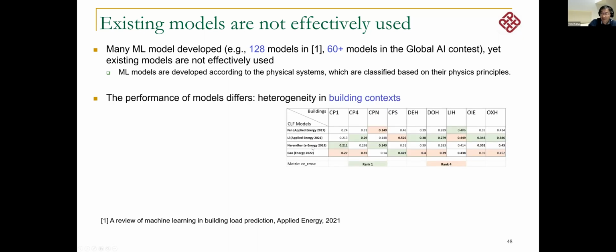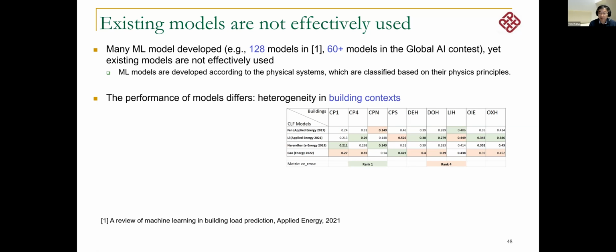We tested a number of machine learning models in different buildings. We can see that some models are good in one building and bad in another. Some models are good here and bad in another one. So this is rank 1 and rank 4. This is because different buildings do have different contexts, and that causes the different performance of the models.